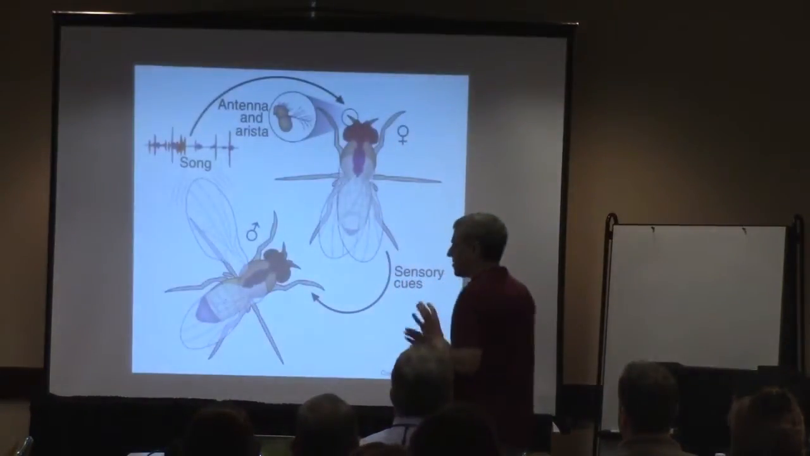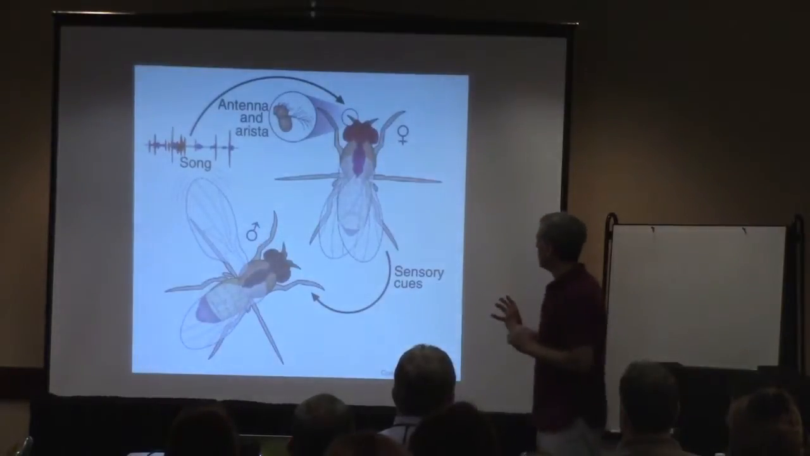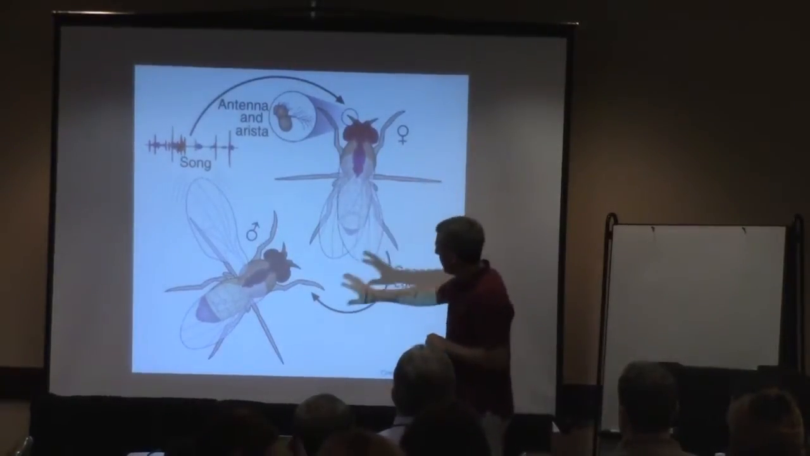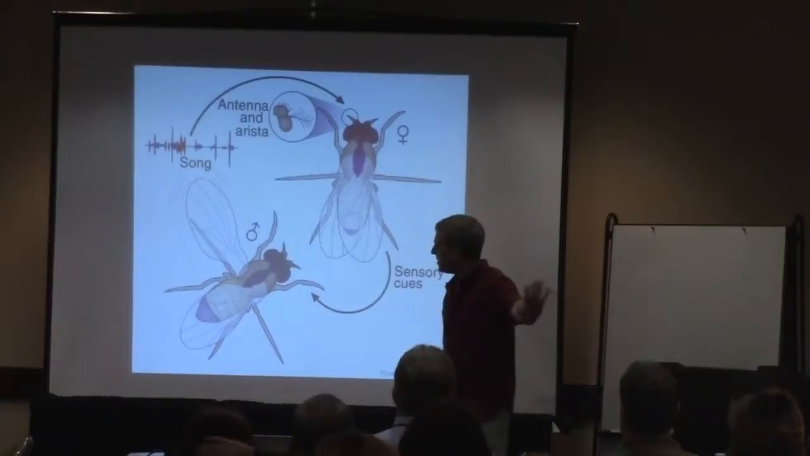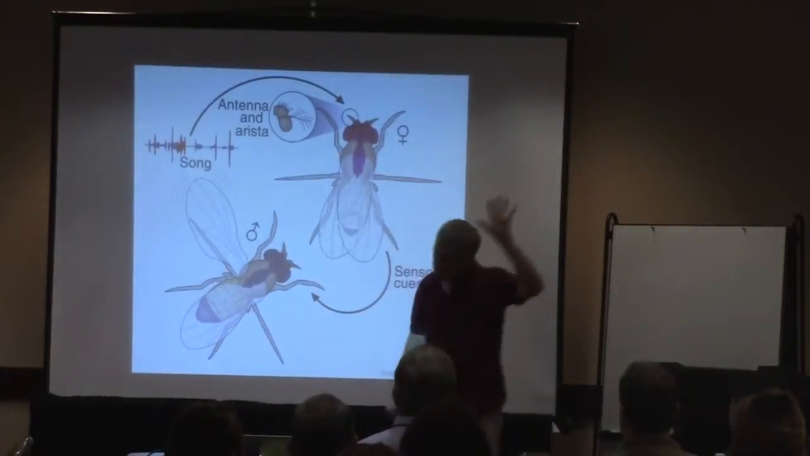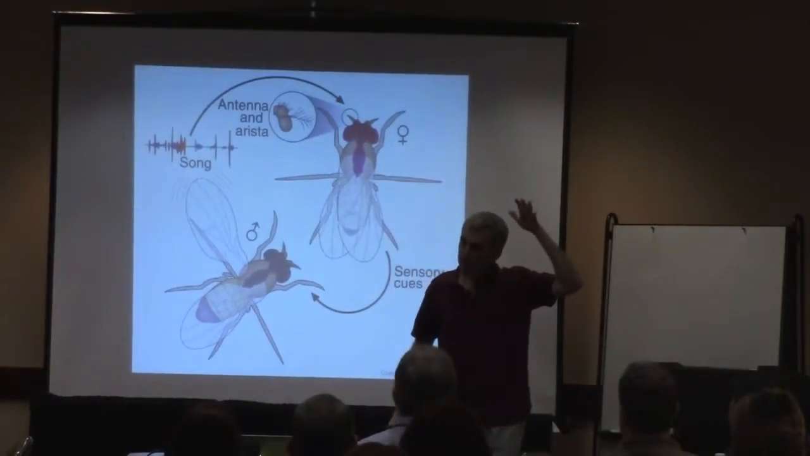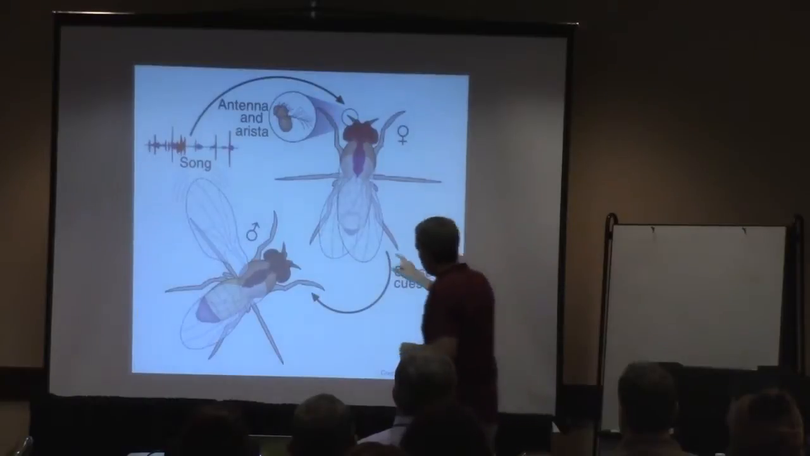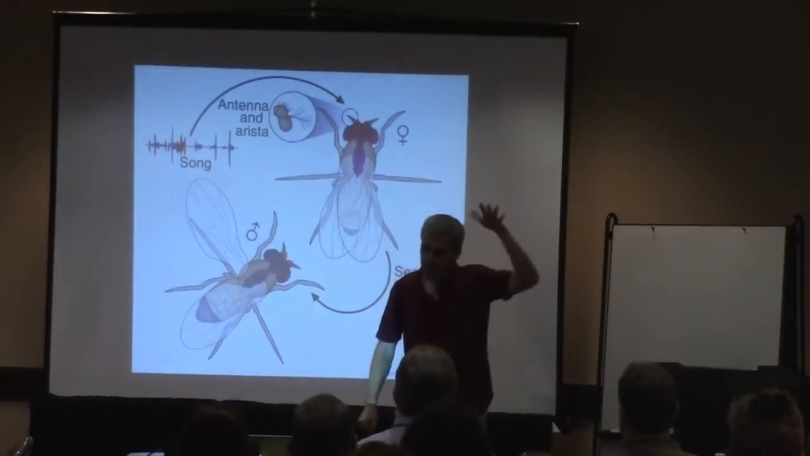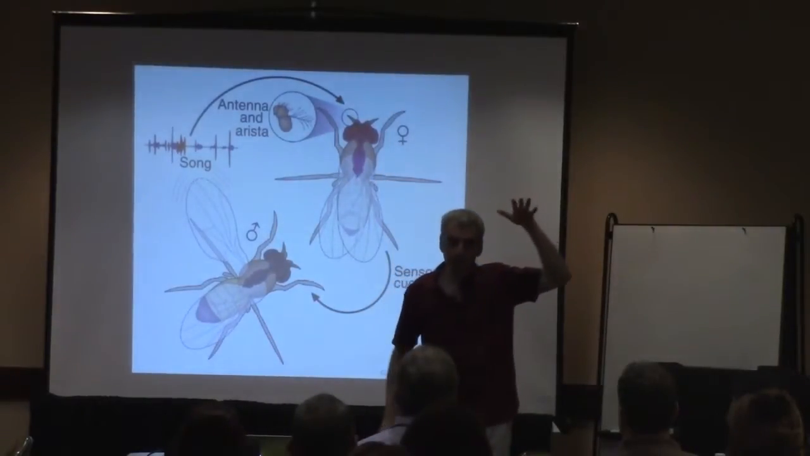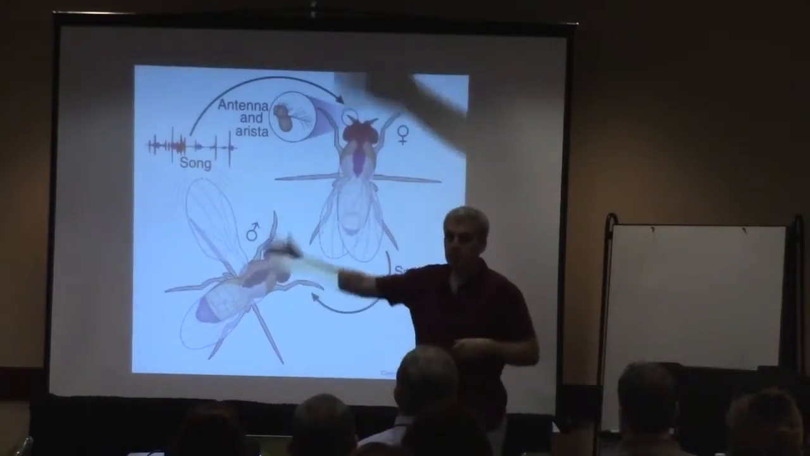So let's look more closely at what's really happening in these flies. This is just a diagram now of these flies. So there's the female on the top, the male on the bottom. He's extending a wing and singing, producing this song. She's detecting the song by subtle vibrations in her arista, which is this feathery part of her antenna, the tip of her antenna. She's actually detecting the wind that's made by the movement of his wing.